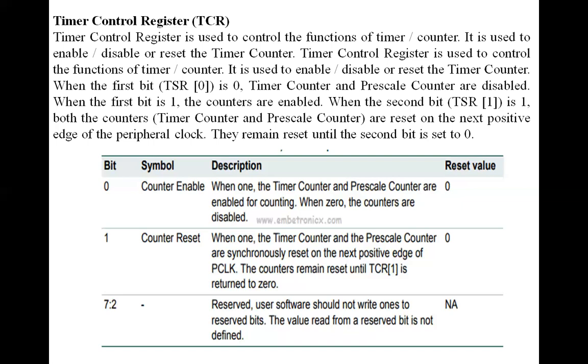When the first bit, that is TCR 0, is 0, the timer counter and prescaler counter are disabled. When the first bit is 1, the counter is enabled. When the second bit, that is TCR 1, is 1, both the counters are reset on the next positive edge of the peripheral clock and remain reset until the second bit is set to 0.